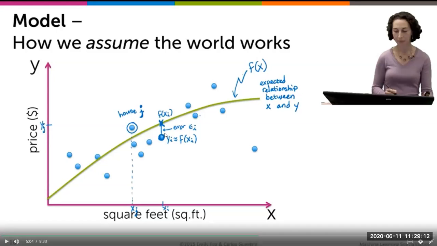Can you tell me what the height of this blue dot here is? What's the notation for that height? Well, let's go over to this one. How about this one? What's the notation for the height of this dot? Yj, right? Yj is that.